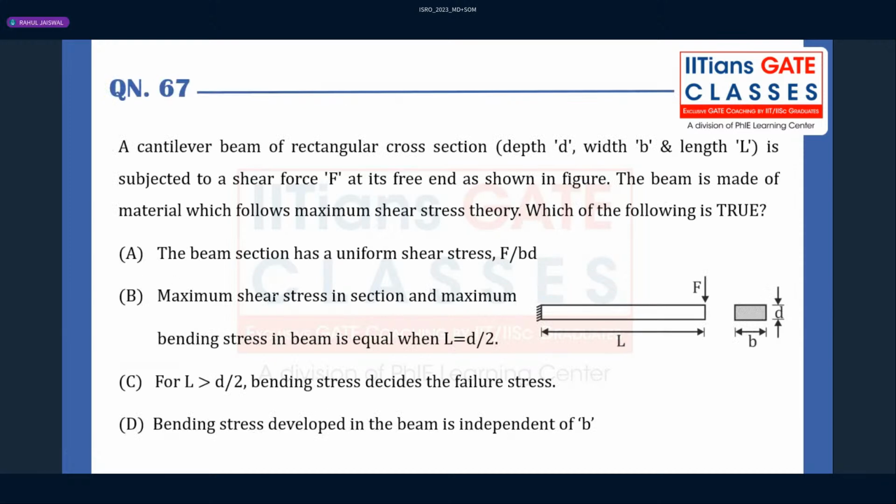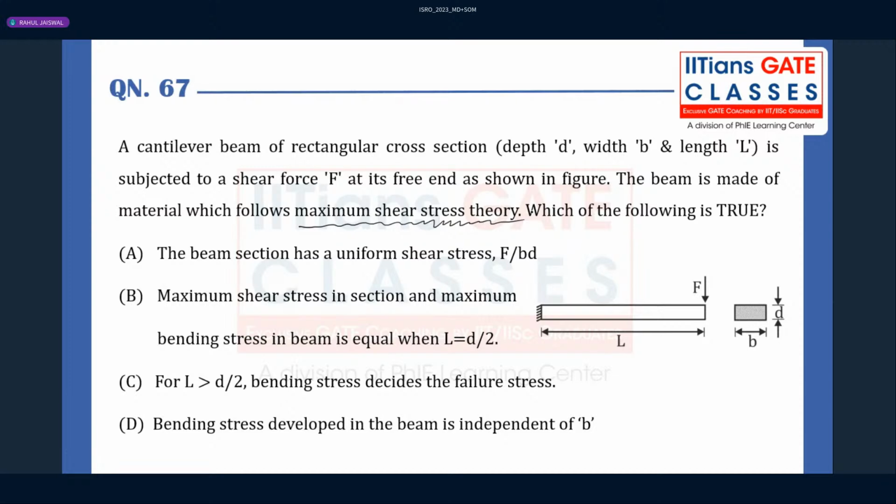Question number 67. When you observe here, try observing. A cantilever beam of rectangular cross section of depth D, width B, and length L is subjected to shear force F at its free end. The beam is made of material which follows maximum shear stress theory. Which of the following is true?